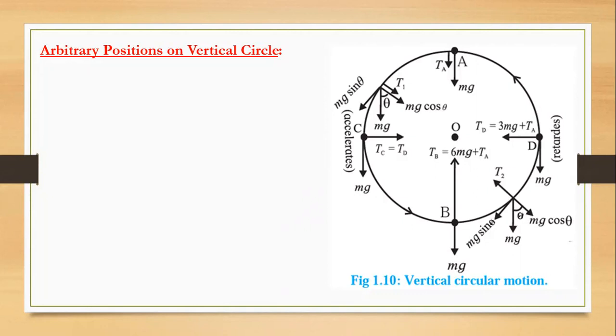Hello everyone. Dear student, in today's lecture, we are going to start the article arbitrary positions on vertical circle. Last time, from the vertical circle article, we covered highest point, lowest point and midpoints. Other than these points, whatever the position of the object is, that position is called the arbitrary position.